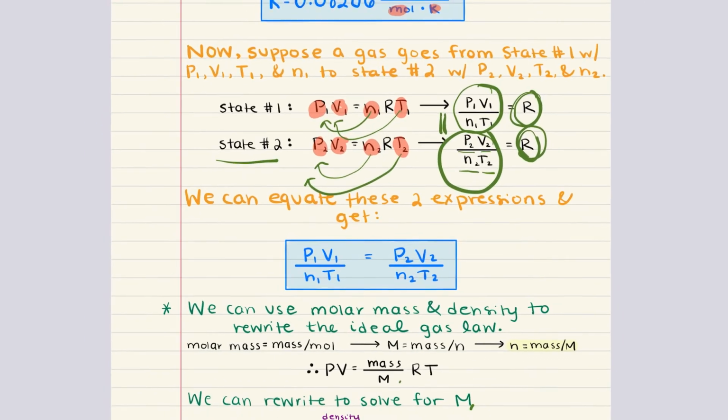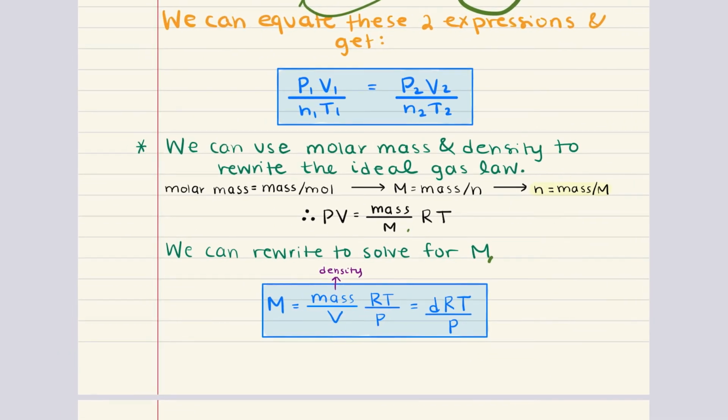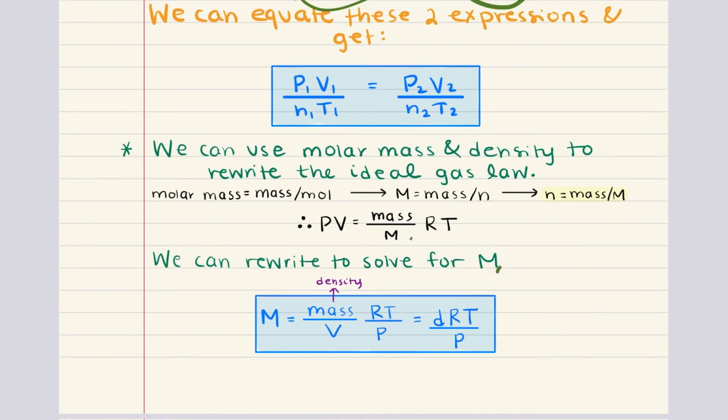We want to derive an equation where we can write the ideal gas law in terms of molar mass and density. So here is how this goes. We know that molar mass is mass per mole. Now I'm going to shorten molar mass as an M, and I'm going to give it little serifs here because we don't want to confuse this with molarity.